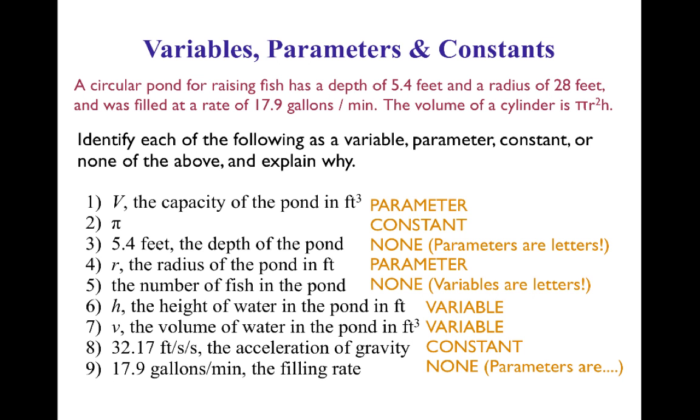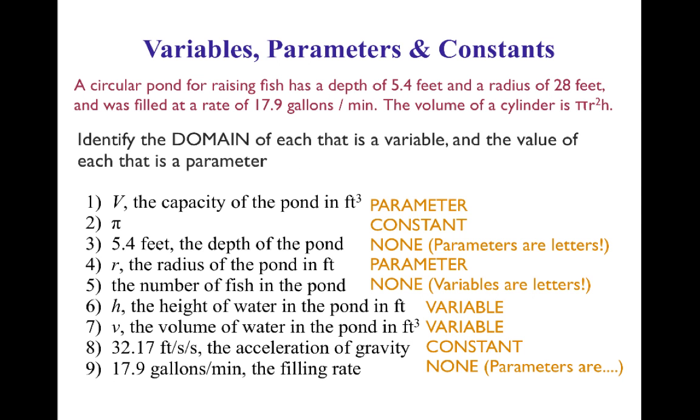Okay, so now, for each of those that is a variable, I want you to figure out what the domain is. Remember what the domain is. It's all possible values of that variable. And then for each one that's a parameter, what's the value of, so that's only going to have one value. What's the value of that parameter? So for variable, we got 6 and 7. For parameter, we got 1 and 4. So for 6 and 7, find the domain. For 1 and 4, identify the value of the parameter.